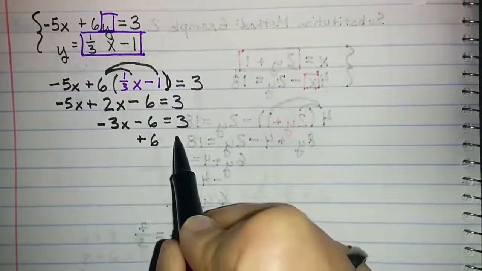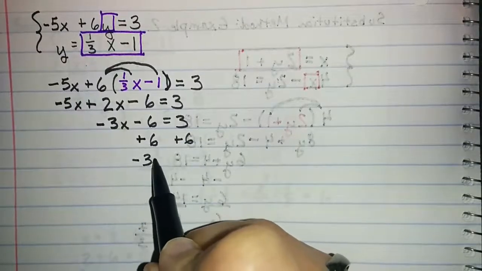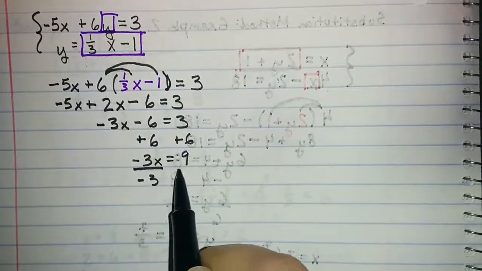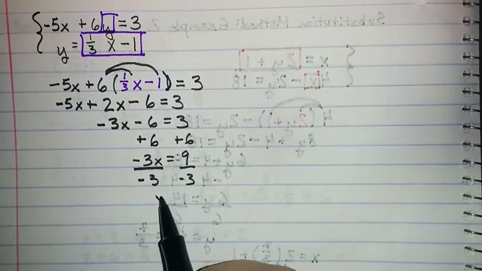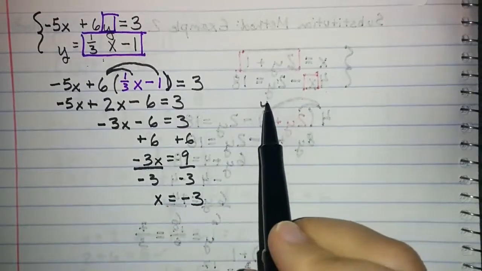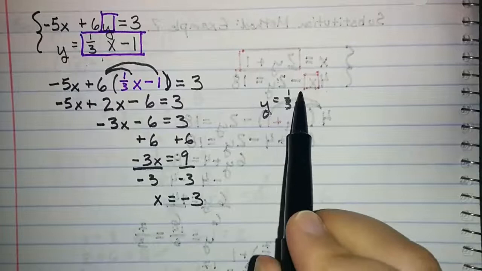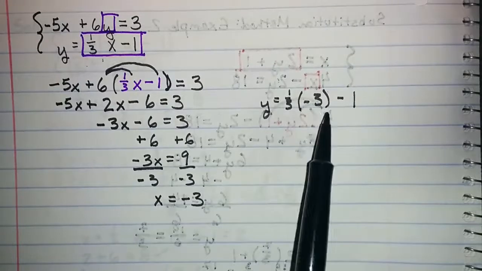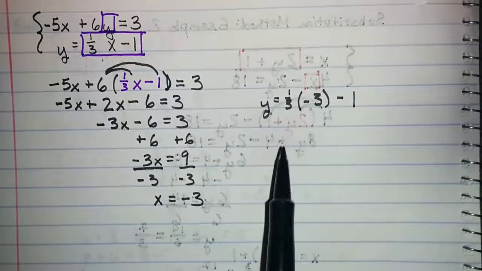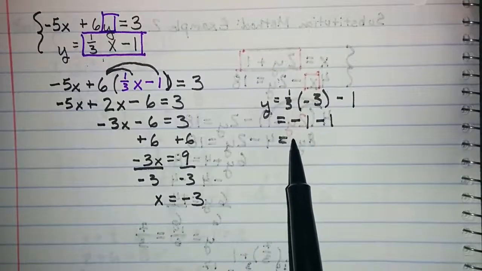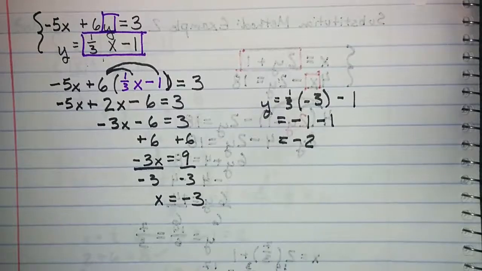Get rid of the 6. Negative 3x equals 9. Divide both sides by negative 3. And we get x equals negative 3. How do we find y? We go to this equation. Y equals 1/3 times negative 3 minus 1. 1/3 times negative 3, that's negative 3/3, so that's just negative 1. We get y is negative 2.